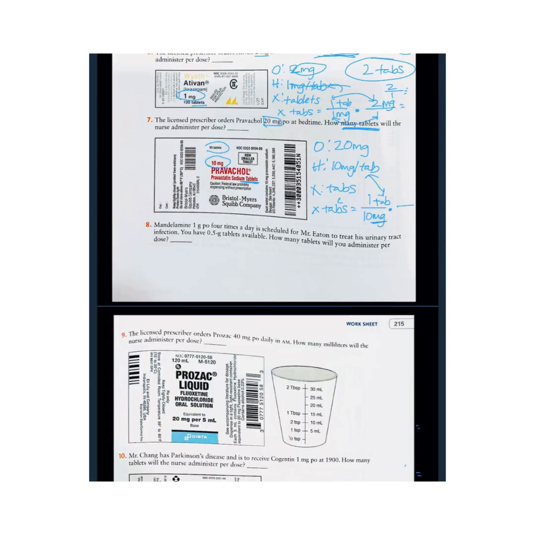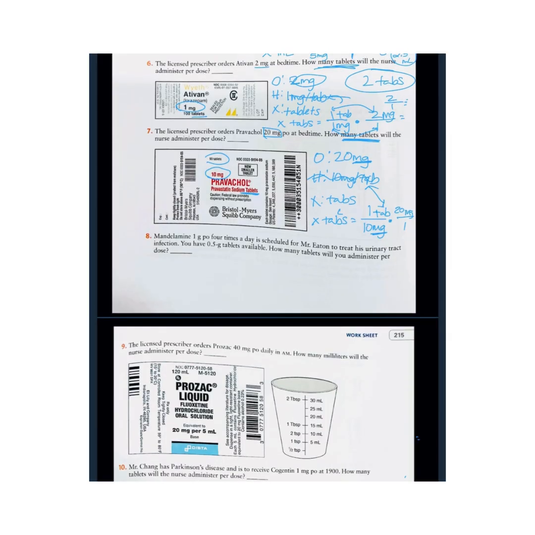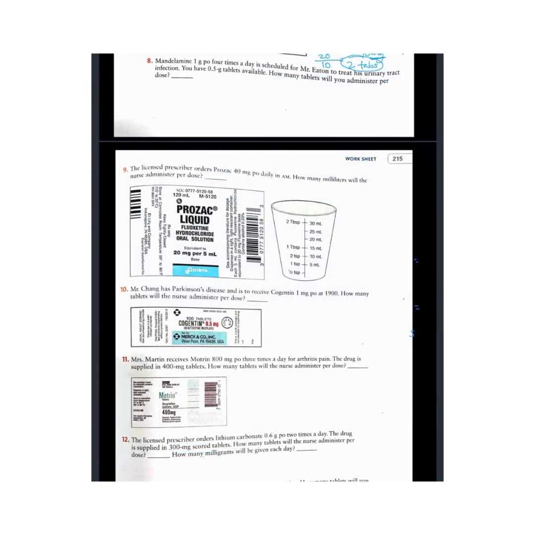I want my numerator to match, and my units of measure are the same, so I don't have to add a conversion. It gives me 10 on the bottom, 20 on top. And my answer is 2 tabs. Alright, set it up just the same as everyone else: what I have ordered, what I have on hand, my unit of measure that I need.